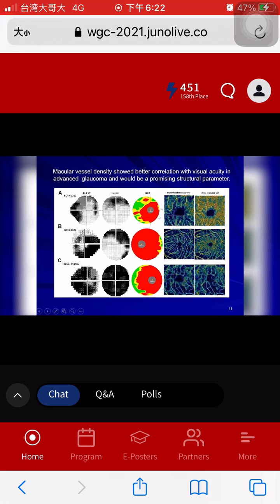Case 1 presents with significantly decreased superficial macular vessel density and well-preserved deep macular vessel density. The patient still has 20/20 vision. In case 2, the patient presents with more prominent superficial macular vessel density loss compared to case 1. The deep macular vessel density was also affected, but was relatively preserved at the central grids. The patient has 20/32 vision. In case 3, the patient had more severe loss of both superficial and deep macular vessel density. The patient has 20/2000 vision.